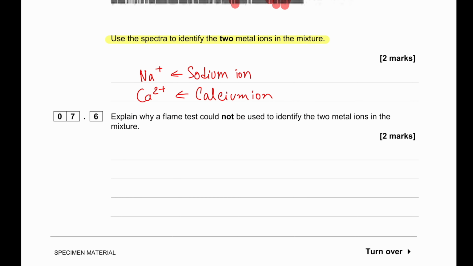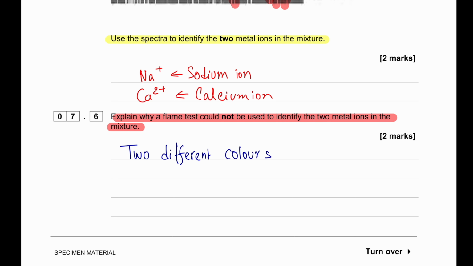Explain why a flame test could not be used to identify the 2 metal ions in the mixture. The reason why we couldn't use a flame test is because there is a mixture of 2 different colors. Calcium has an orange-red color in the flame test, and sodium has a yellow color in the flame test.